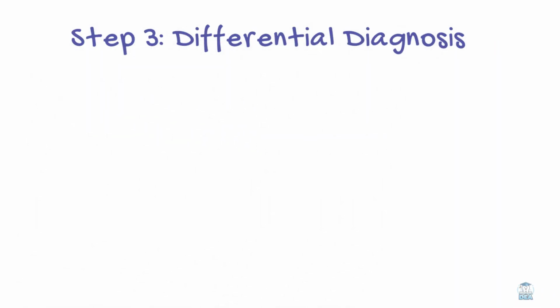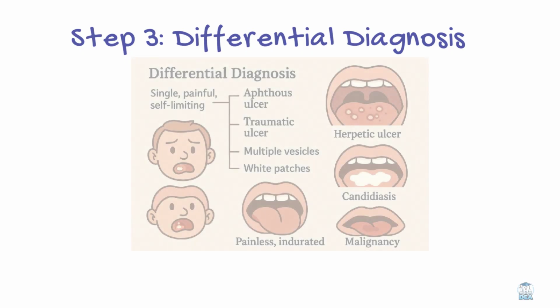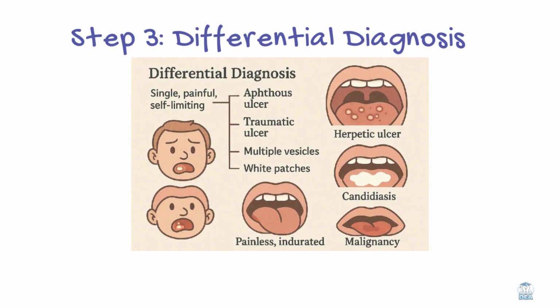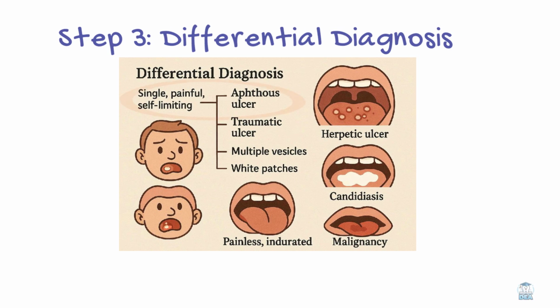Step 3. Differential diagnosis. Now let's think of possibilities. Aphthous ulcer, traumatic ulcer, herpetic ulcer, candidiasis, malignancy. How to differentiate? Single, painful, self-limiting, aphthous or traumatic. Multiple vesicles, herpetic. White patches, candidiasis. Painless, indurated, think malignancy.